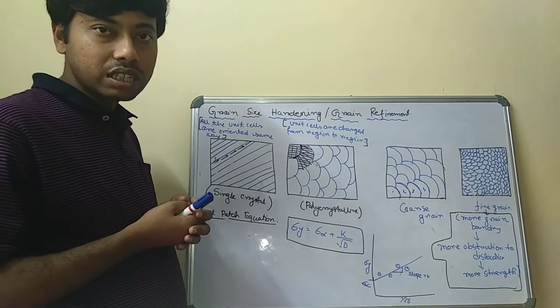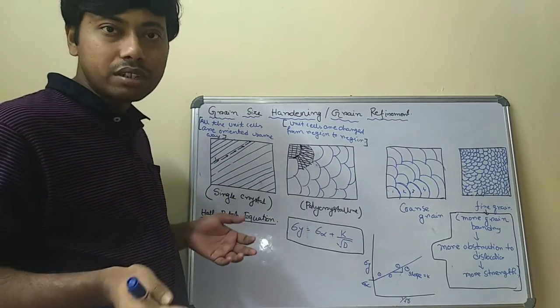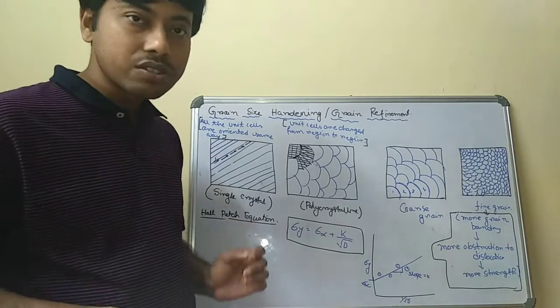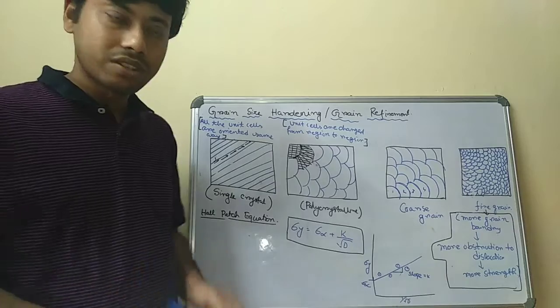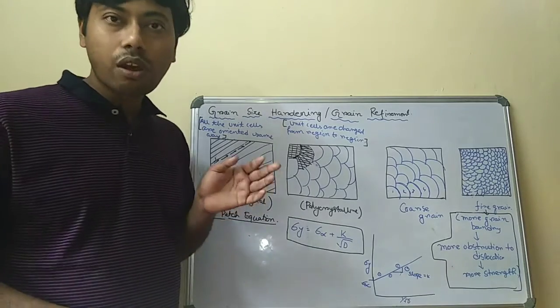In case of coarse grain structure, the grain boundary is less. If the grain boundary is less, that means fewer obstacles to dislocations, that means less strength, that means less yield strength. So that is the physical significance of the Hall-Petch equation.